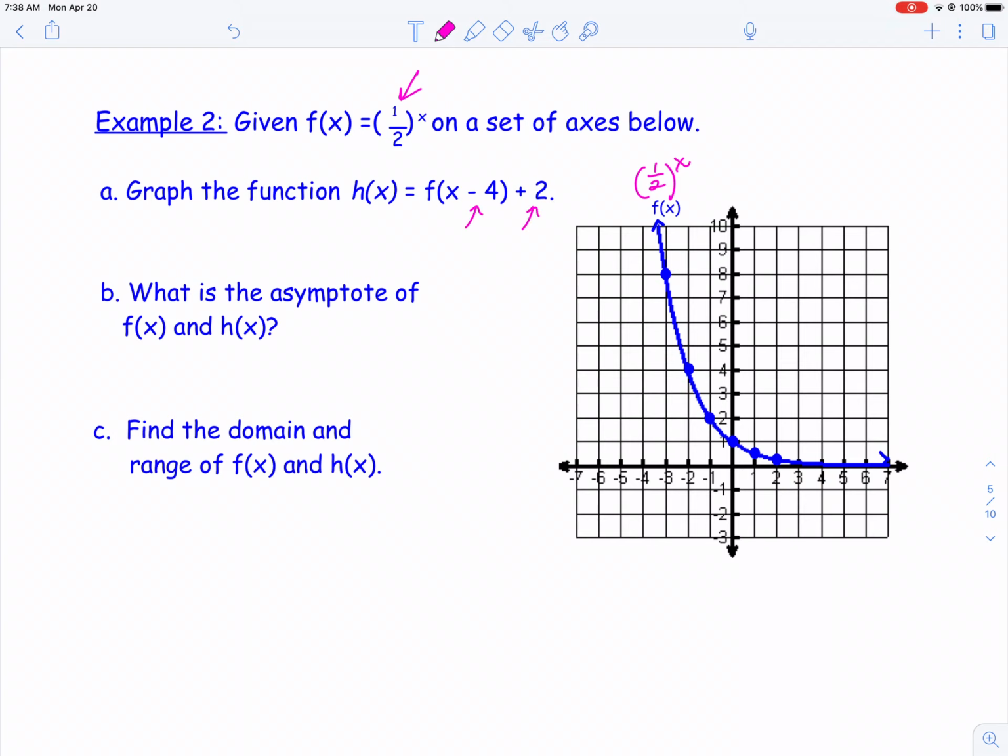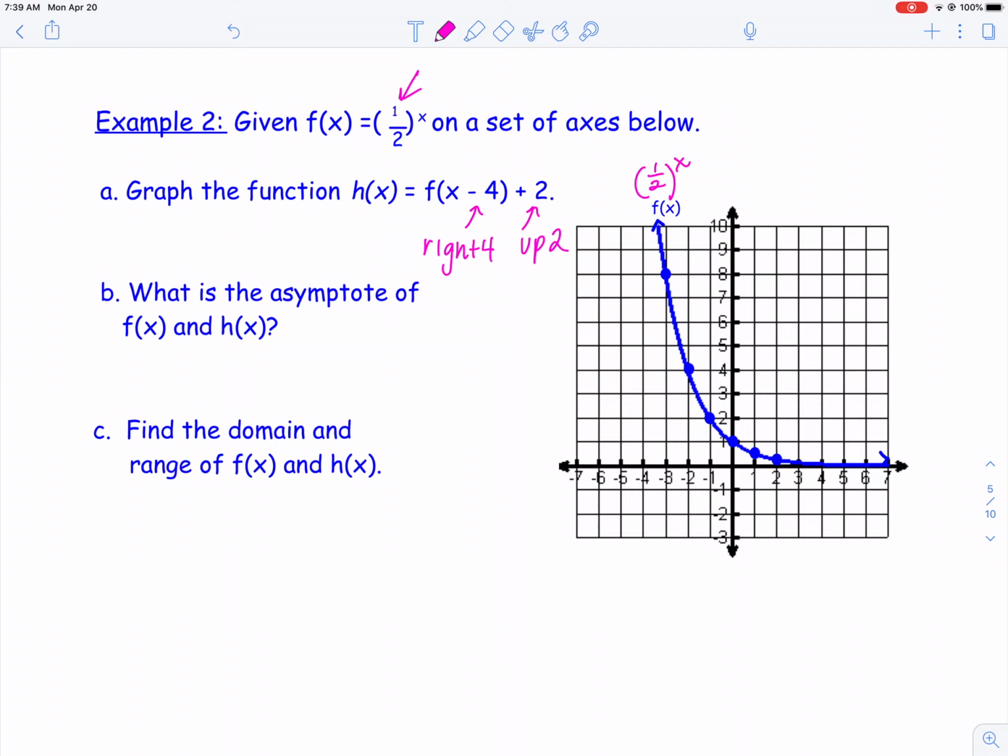If it's inside parentheses and it's a minus, remember it goes the opposite way. This is moving to the right 4. And if it's outside parentheses and it's a plus, this is moving up 2. You can't put that in the calculator with just f of x minus 4 plus 2. You could put it in with the 1/2, but it's a little bit more difficult. Watch how easy this is going to be to just transform.